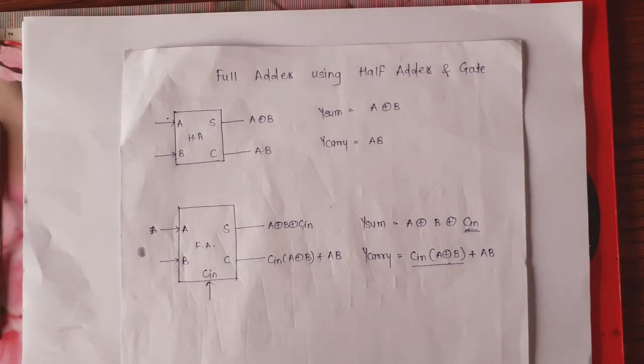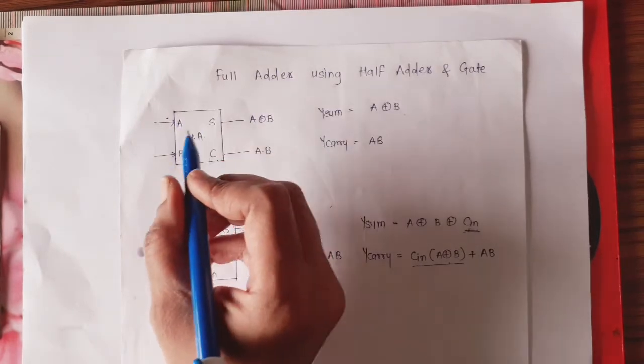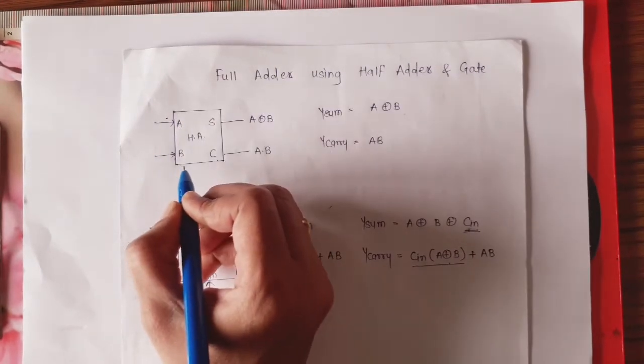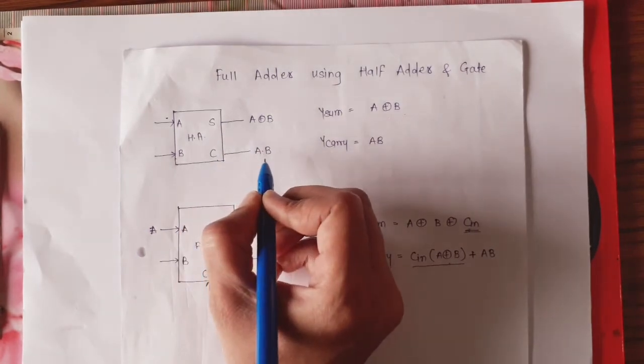Now we will see how to obtain full adder using half adder. This is the symbolic representation of half adder receiving two inputs A and B, which are XORed to get sum as output and which are ANDed to get carry as output.